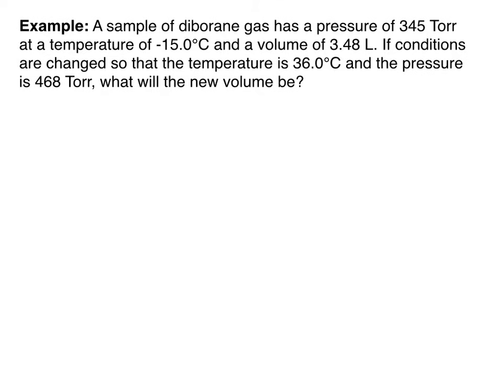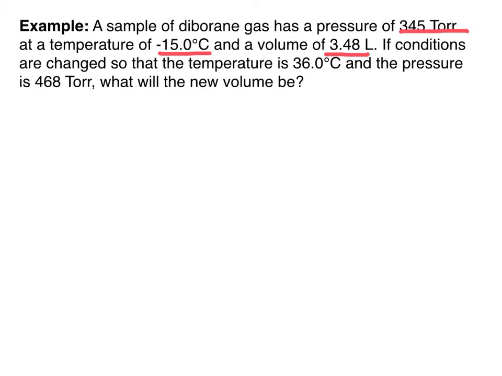Example: a sample of diboron gas has a pressure of 345 torr at a temperature of negative 15.0 degrees Celsius and a volume of 3.48 liters. If conditions are changed so that the temperature is now 36.0 degrees Celsius and the pressure is 468 torr, what will the new volume be? Again, just like before, underline key pieces of information. I have diboron gas at a pressure of 345 torr, a temperature of negative 15 degrees Celsius, a volume of 3.48 liters.